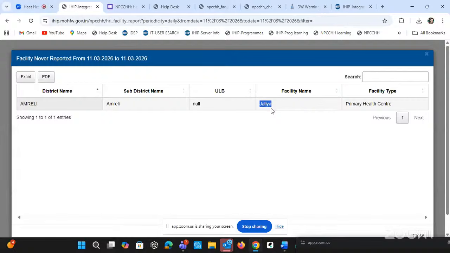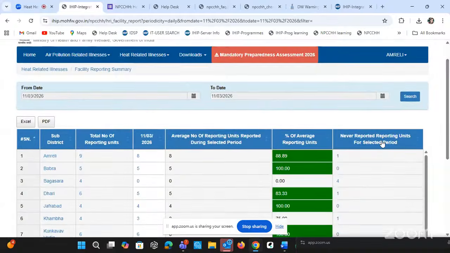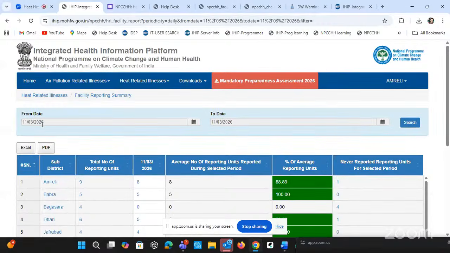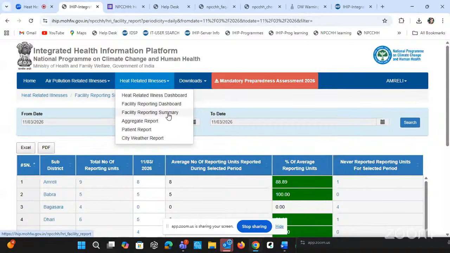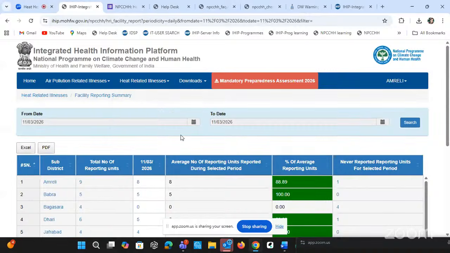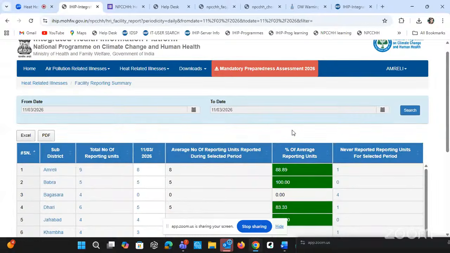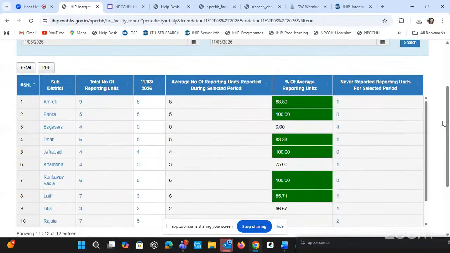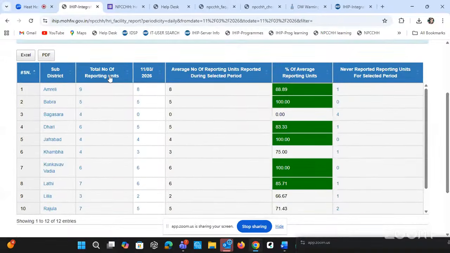Can you show it once again a bit slowly, please? This is within the facility reporting summary. So I selected today's date. The total number of reporting units is 9, and out of 9, today 8 are reported.